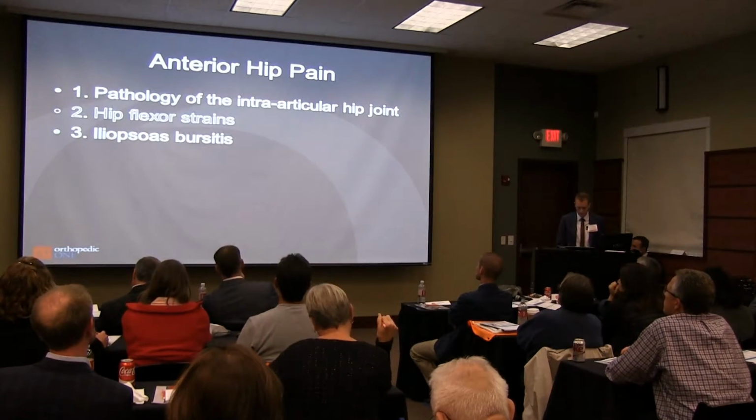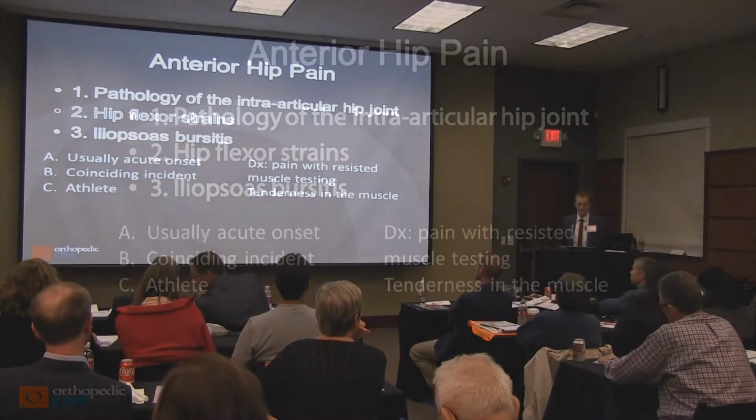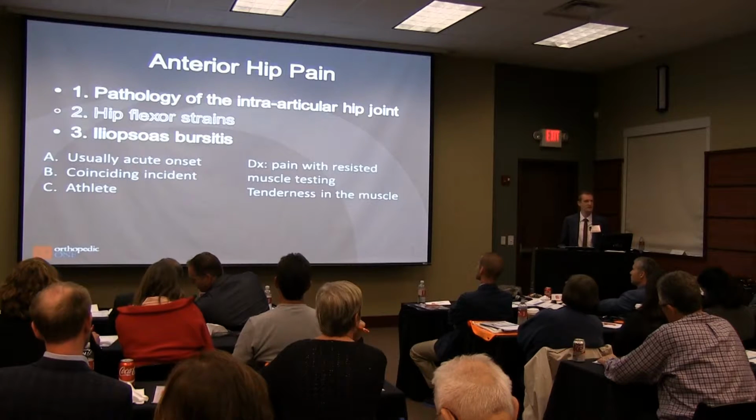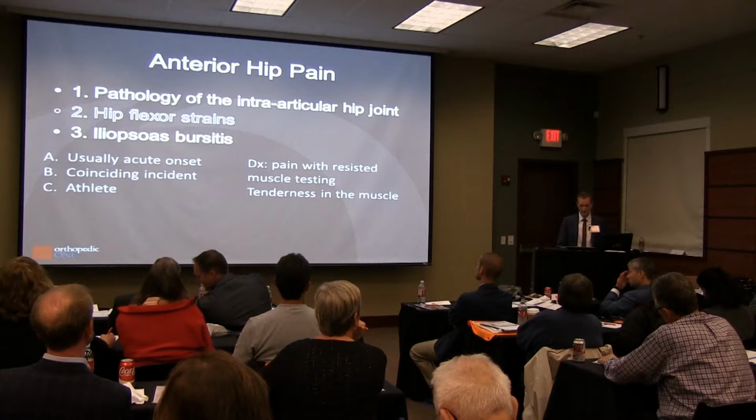So moving on, hip flexor strains. This is going to be more related to an acute onset. Usually patients know when the injury happened. There's some kind of incident where they say, yeah, I was doing this and started having pain. It's often in athletes, but these people on physical exam will have pain with resisted muscle testing, as well as tenderness in the muscles. So the main hip flexors are your tensor fascia lata, your iliopsoas, and rectus muscles.